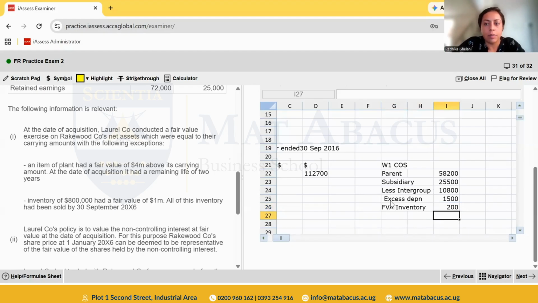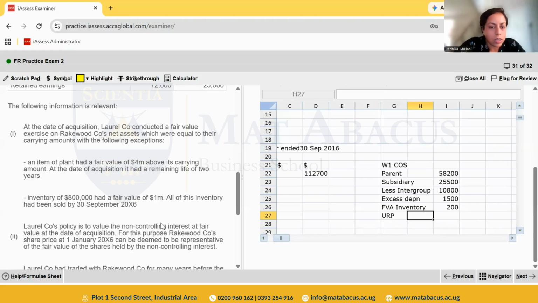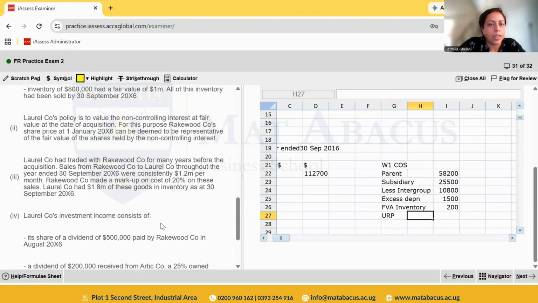And lastly, remember that on the intergroup trading, we are supposed to calculate the unrealized profit. Unrealized profit is going to increase our cost of sales so that our gross profit reduces. Let's read the details on that. They said that L'Oreal had 1.8 million of the goods in inventory, and these goods were sold at a markup of 20% on cost. So that 1.8 million is basically the cost price to L'Oreal, meaning it's the price at which Rakewood sold to L'Oreal.